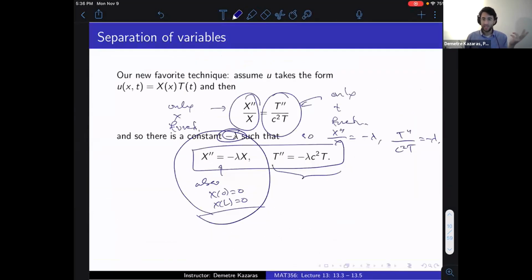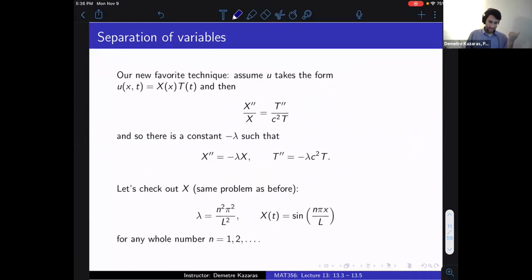For the heat equation, the t part was much more simple. It was just first order, but here it's second order. So quite different. We'll see how that affects things. Okay, so first, let's see what's going on with x.